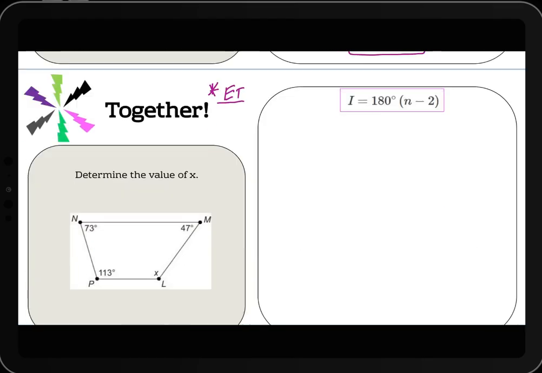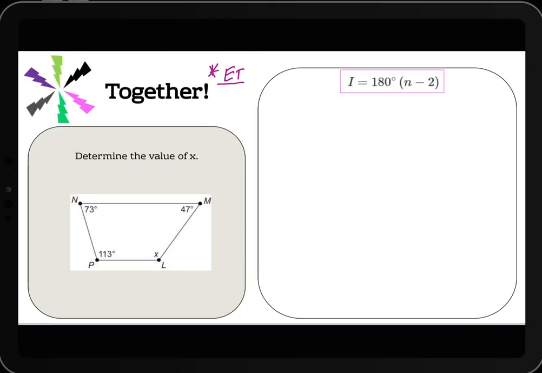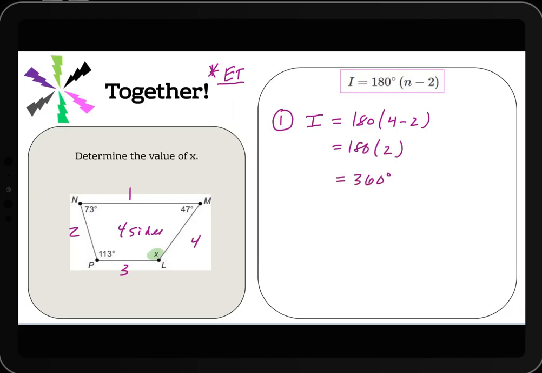And likewise, this example will also do the same thing, right? So we go around, we say, okay, 1, 2, 3, 4, so there's 4 sides. And then remember that you're finding x. So number 1, you want to figure out what the total sum is. So 180 times 4 minus 2, we just did this. 180 times 2, that's 360 degrees. Number 2, we're going to figure out what the missing value is. So in that case, we're going to solve for x.